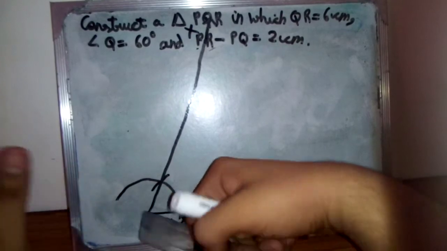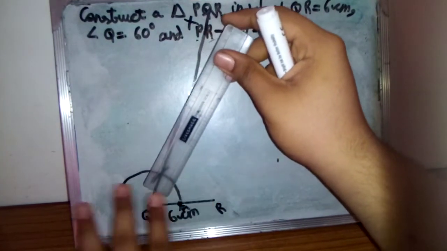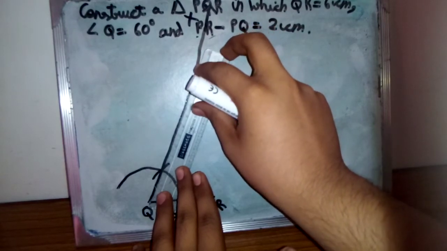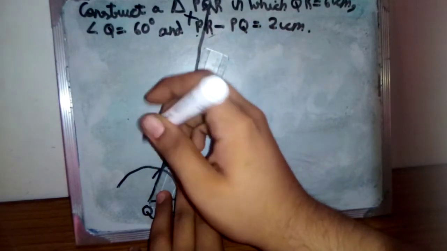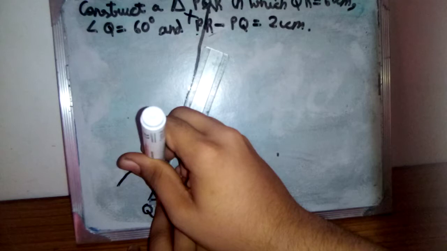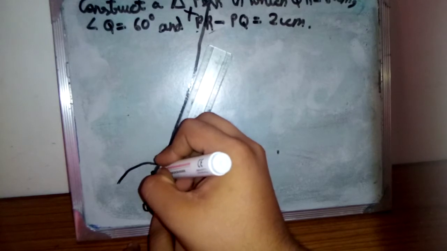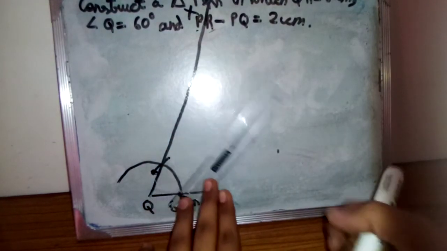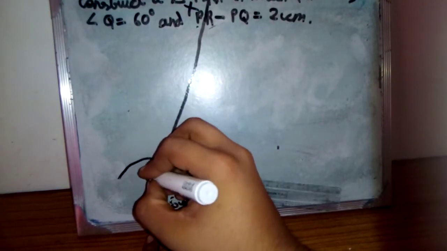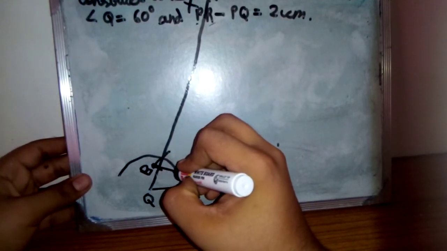And now as you notice, PR minus PQ is equal to 2 centimeter. It is the given difference. So we will take our ruler and keep the ruler on Q, and we'll see where 2 comes, and at this point we will mark this point as B. Okay, and then our next step is to join BR.